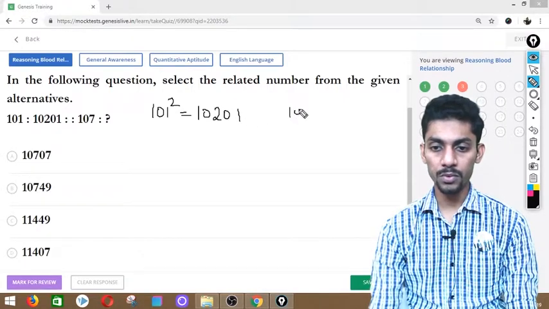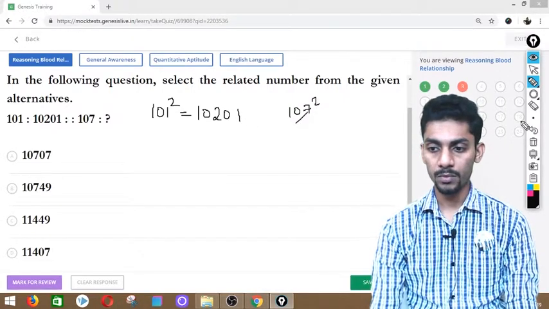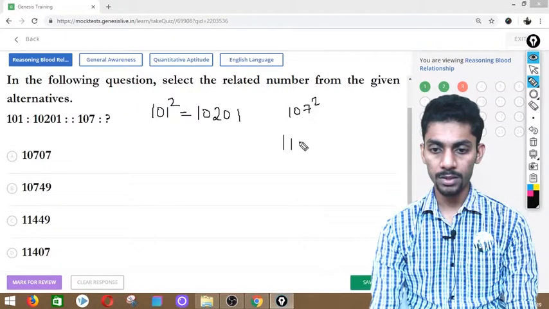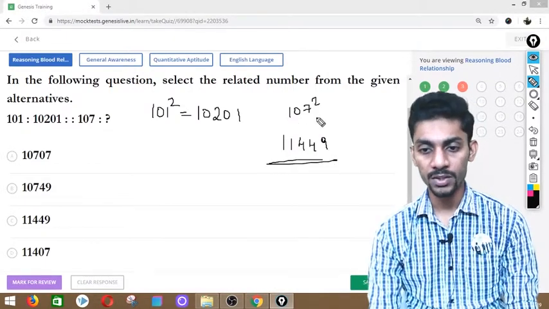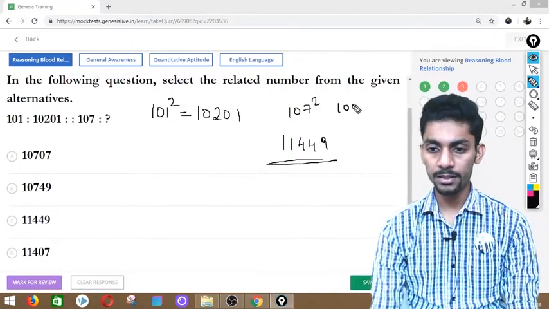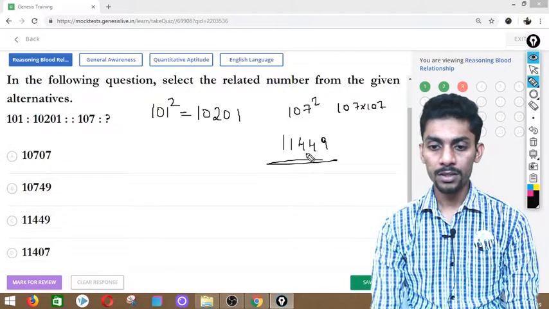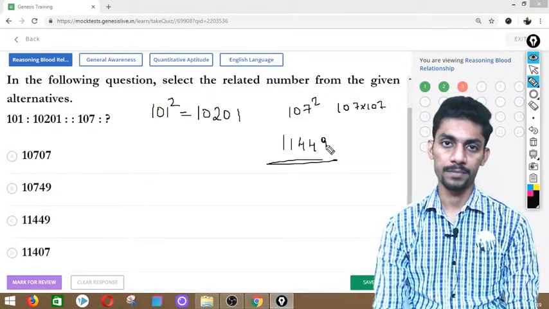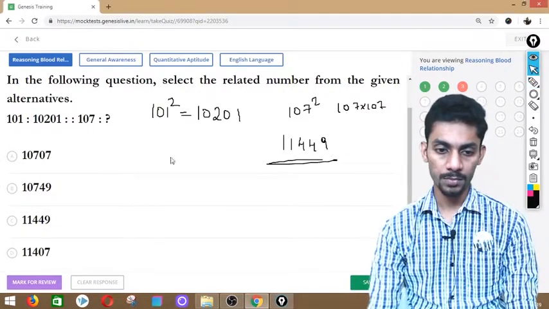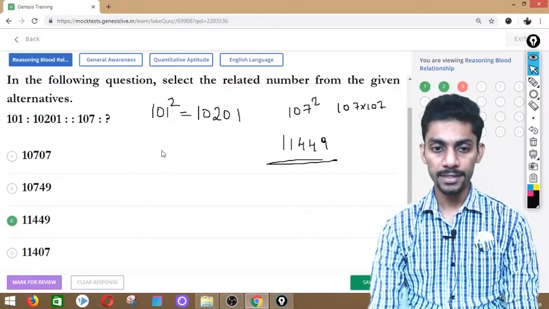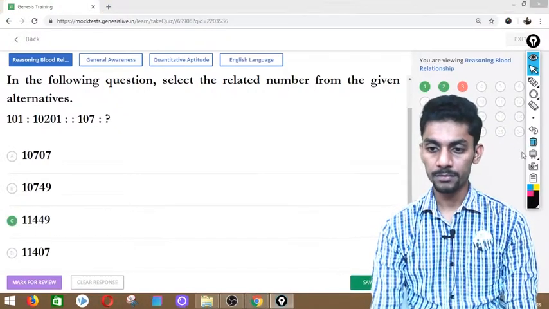10201. You need to just do 107 the whole square. 107 the whole square is 11449. Okay, that is 107. If you do normal multiplication, 107 into 107, you will get 11449. Okay, that is option C. Right. Let's move on to next one.